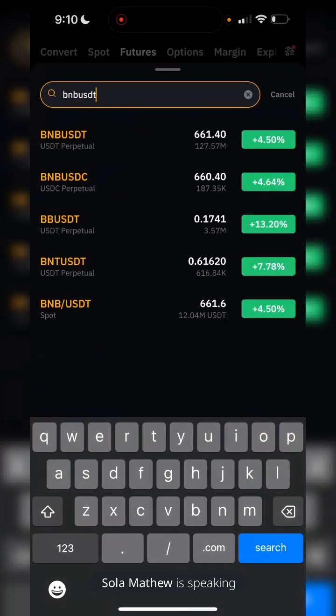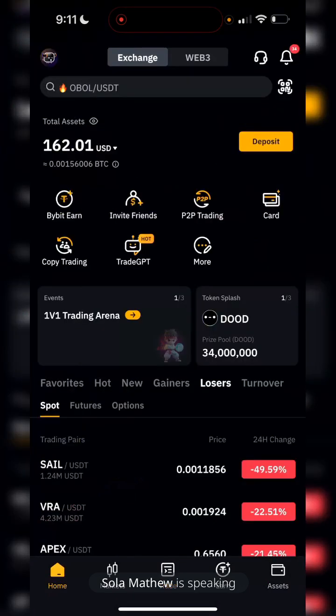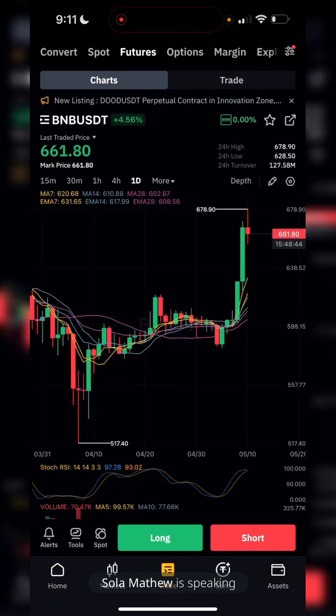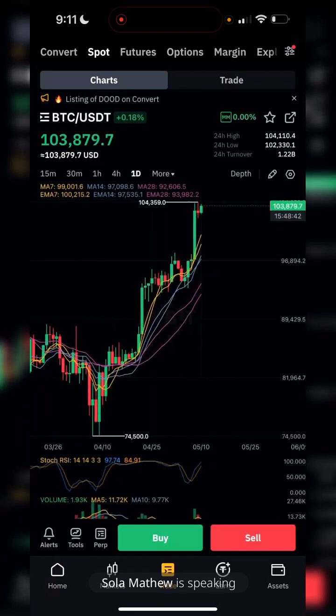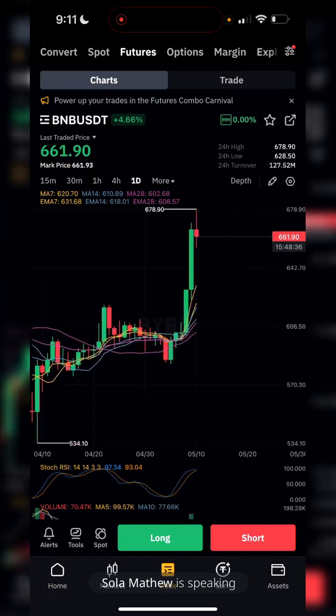USDT. Make sure that you are selecting the USDT perpetual, because that's what you are using, not spot. Ensure that you're also in futures. All right, because sometimes if you are in home, if you click on trade, you might not be in futures, you'll be in spot. So spot is different. Okay, so futures is what you need. So click on futures. All right.